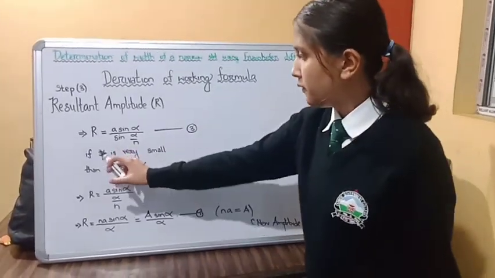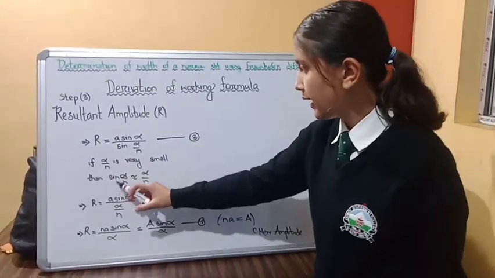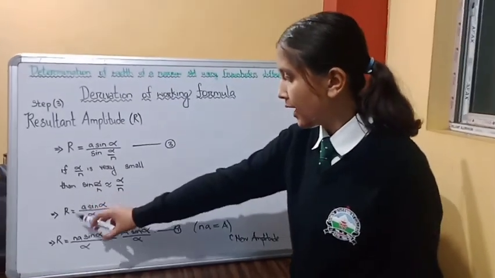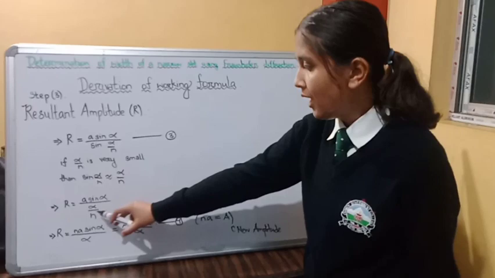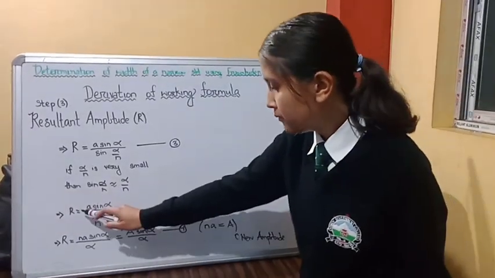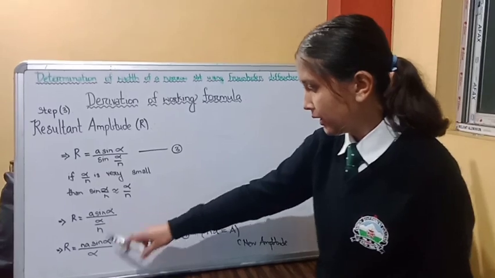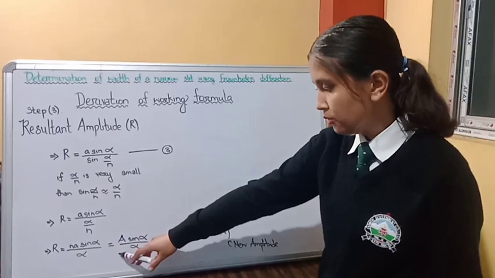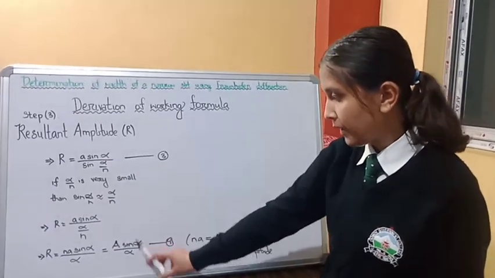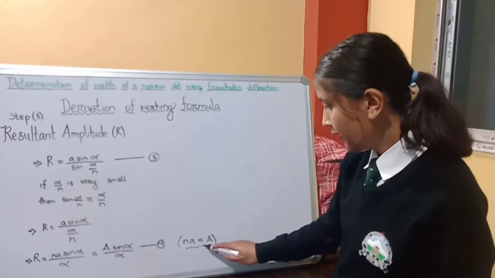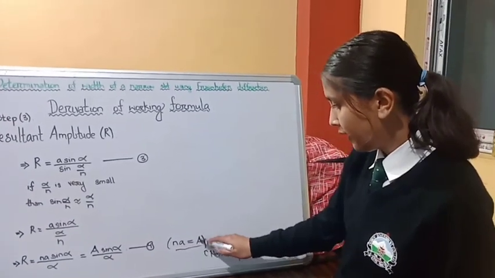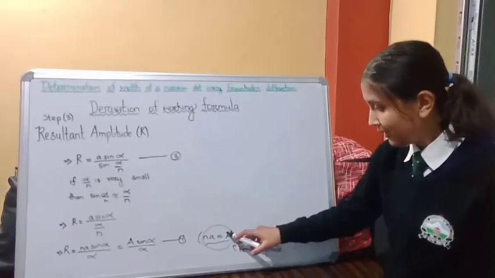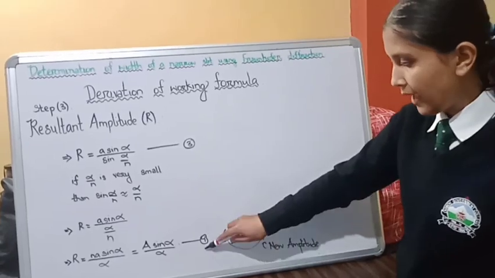So if alpha by n is very small, then sin alpha by n will be equivalent to alpha by n. So this will imply R is equal to A sin alpha by alpha by n. Now multiply numerator and denominator by n, we get R is equal to nA sin alpha by alpha. This is equal to A sin alpha by alpha, as nA is equal to A. So this nA is equal to A, our new amplitude. That is, A is our new amplitude. And I have given this as equation 4.